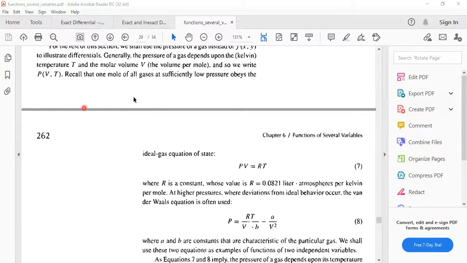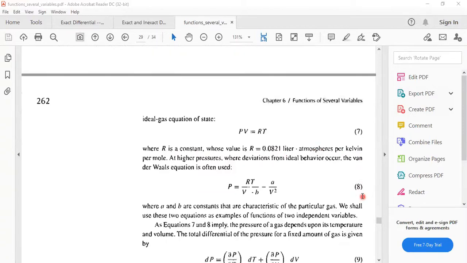We already know that at sufficiently low pressure and high temperature, gases obey the ideal gas equation of state, PV equal to nRT, with n equal to 1 for 1 mole. For 1 mole of the gas, PV equal to RT, where R is a constant whose value is 0.0821 liter atmosphere per Kelvin per mole. At higher pressures, where deviations from ideal behavior occur, the van der Waals equation is often used: P equal to RT by (V minus b) minus a by V square, where a and b are constants.